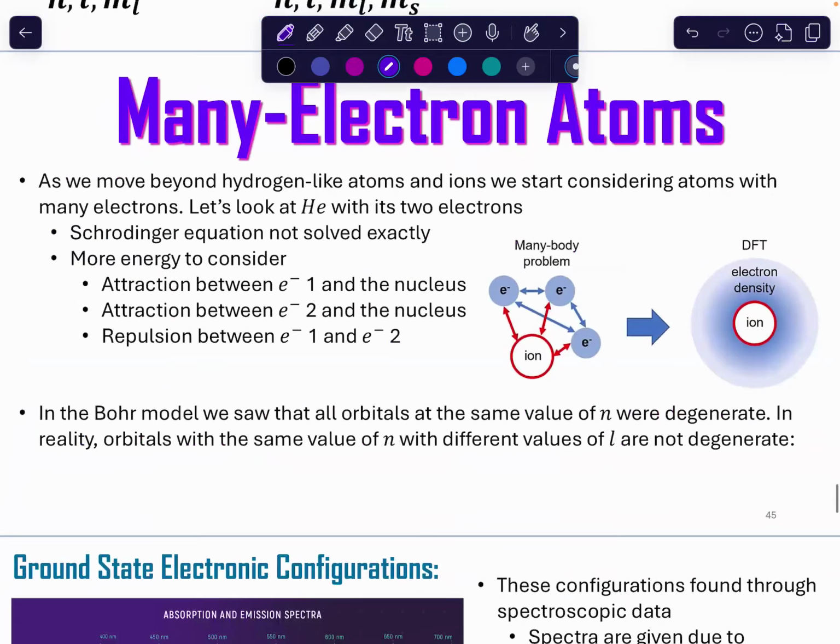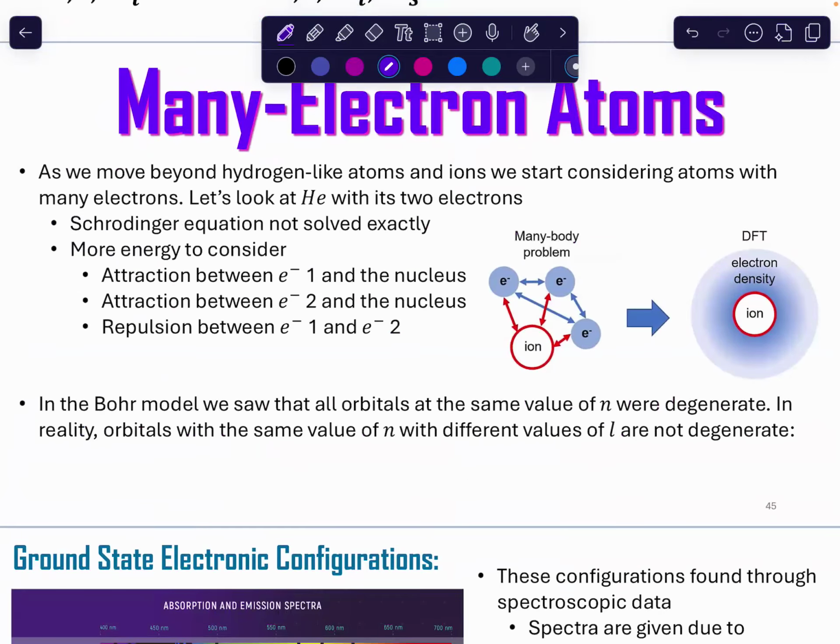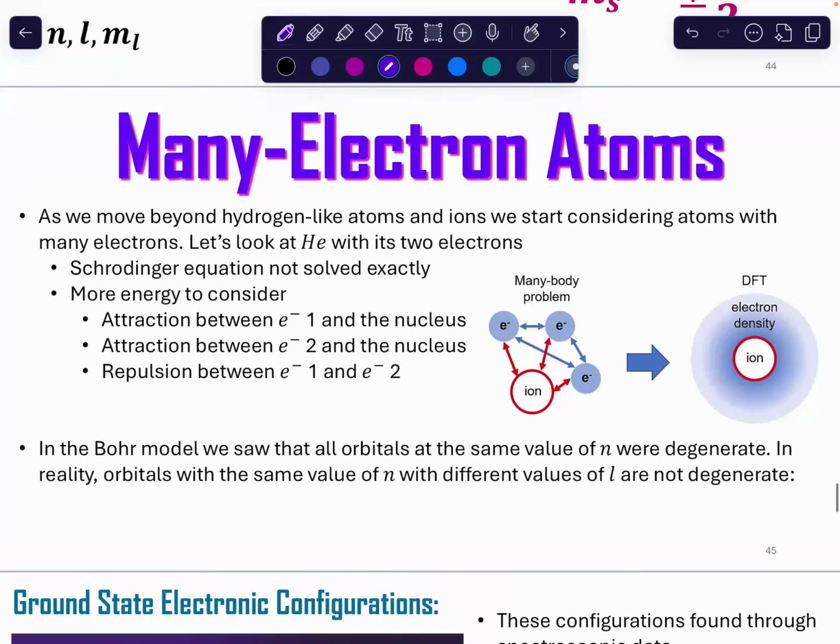All right, many electron atoms. So now we're getting up to the point where we can't really solve the wave function analytically, because once we get to a nucleus and two electrons, well, we're already back to the three body problem. But we do have ways of approximating the wave functions for many electron atoms.